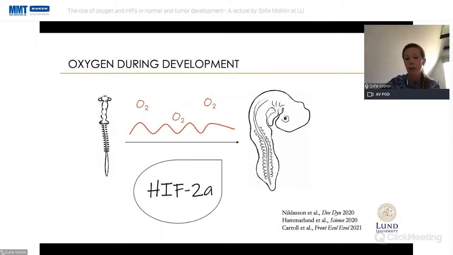One of the factors that the cell induces to respond to these fluctuating oxygen levels is the hypoxia-inducible factor 2 alpha. As you know, there are 3 different isoforms, HIF1 alpha, 2 alpha, and 3 alpha. But today I will only be focusing on HIF2 alpha.